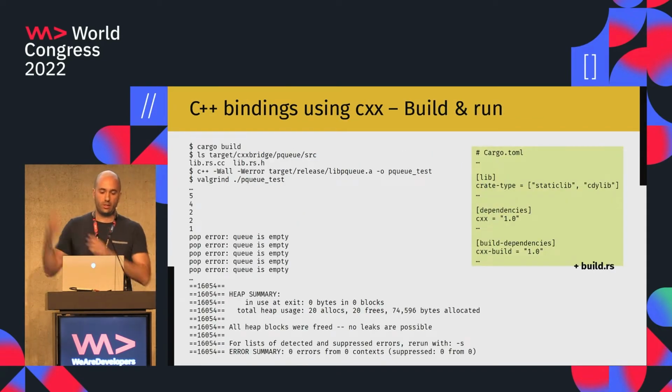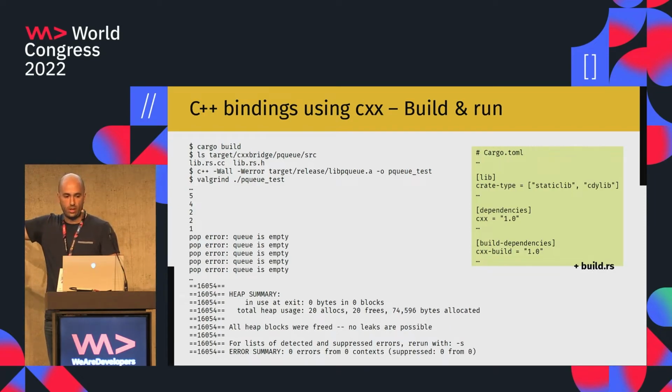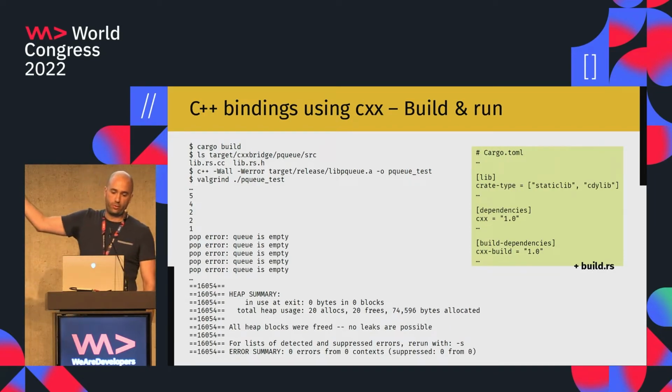All right, and we can see here that it works. The exception message is printed, "pop error, queue is empty". And then we also see that there are no invalid memory accesses, and there are no memory leaks.